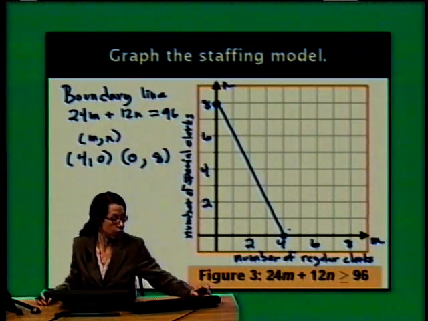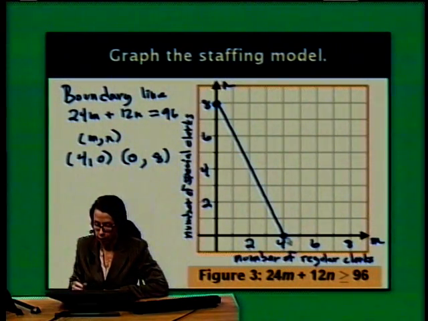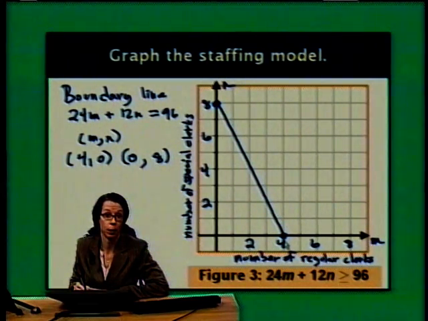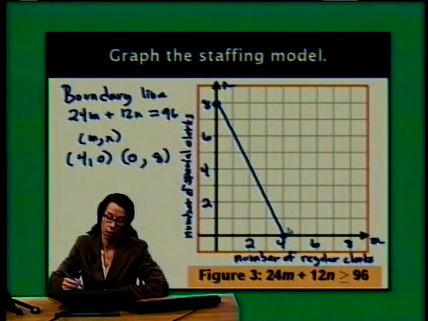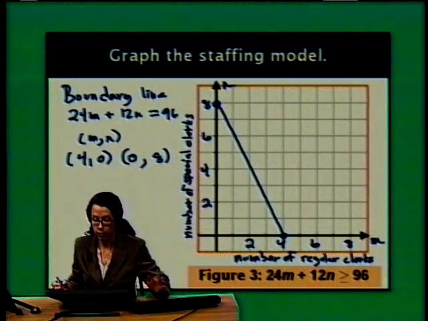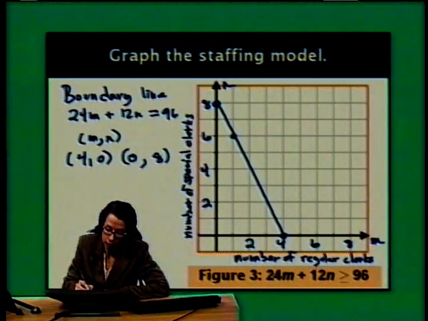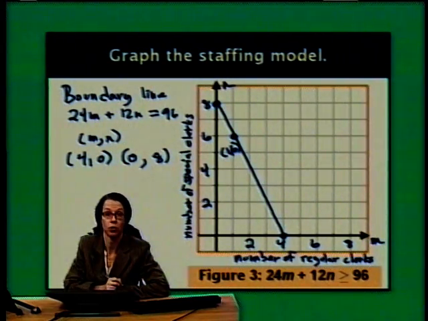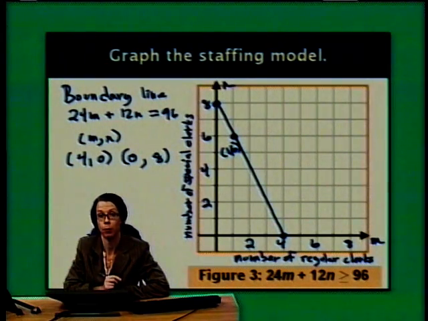Well, the intercepts are meaningful. If the post office works with just 4 regular clerks, they can exactly meet their requirements of servicing 96 customers per hour. On the other hand, if they work with just 8 special services clerks and no regular clerks, they can still service 96 customers per hour. There's some other solutions on this line. For example, if they have 1 regular clerk and 6 special services clerks, they will still be able to service exactly 96 customers per hour.